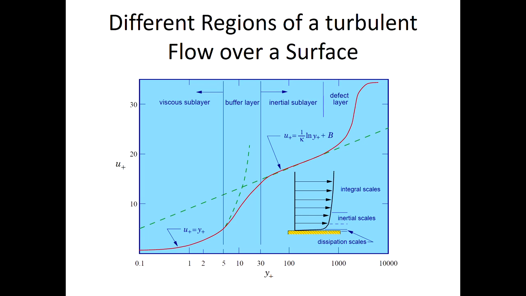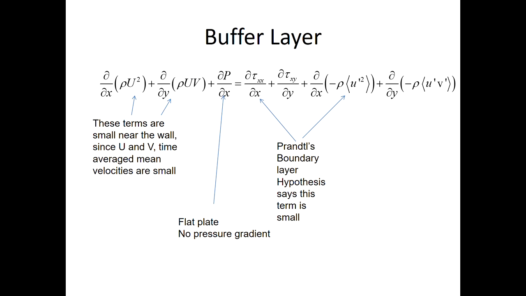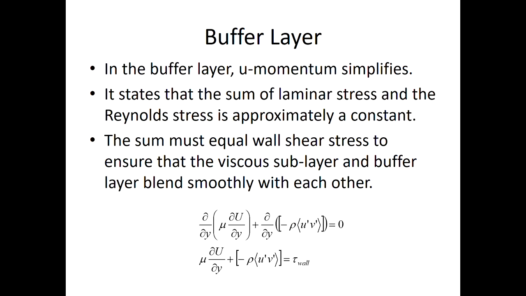In the buffer layer, we said viscous stresses plus Reynolds eddy stresses would be constant together. So when you add it, the molecular stresses plus eddy stresses will be constant. If you go towards the viscous shear layer edge, that constant is tau at the wall. Therefore, the sum is equal to tau at the wall.